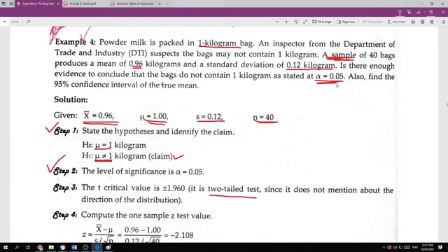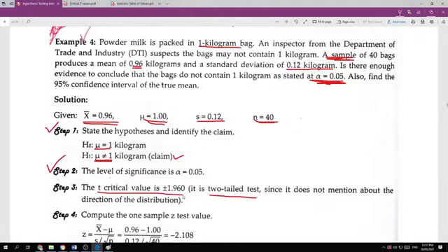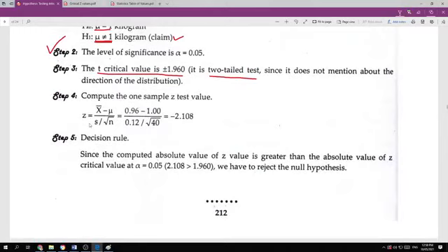It's 0.05. Now, the critical value is 1.96. Look at our table. Take note, this is 0.05 and it's two-tailed. 0.05, it's two-tailed. It's over here, this value. Okay? So, it's 1.96. So the critical value is 1.96, positive and negative. Okay? Now, let's compute the Z value now.